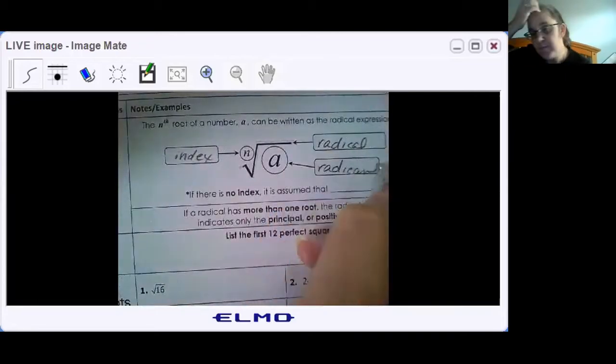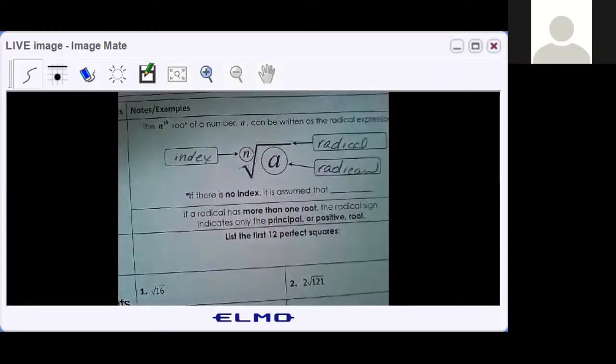Okay. Now, the thing with, oh, hey, Daniel. The thing with square roots is if there's no index, you assume that it's a square root.